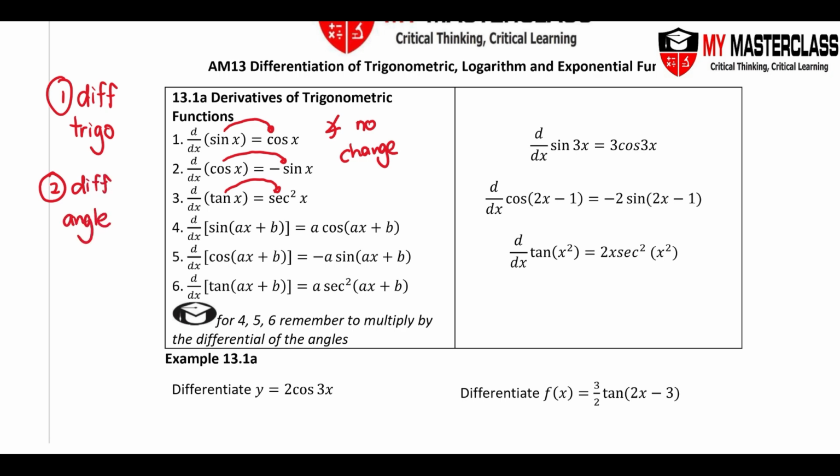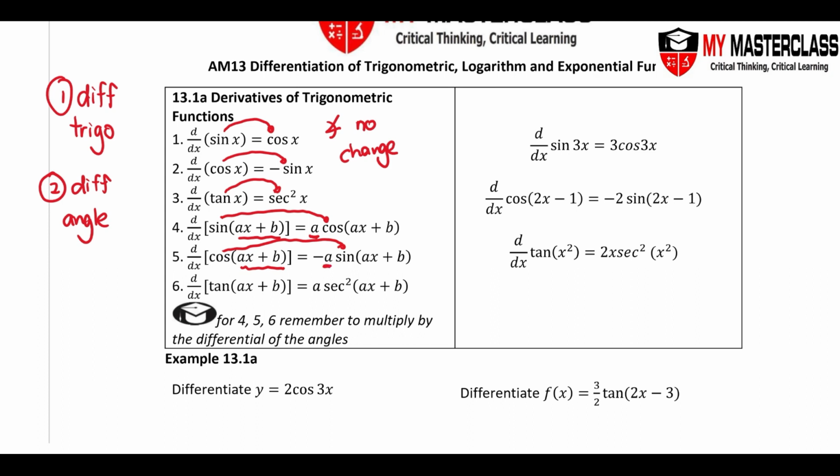Next, after you differentiate the trigo, remember to differentiate the angle. If the angle is not x, then we have to multiply by the differentiated of the angle. So you see, differentiate sine becomes cosine, right? Differentiate ax plus b, there's an a, so that's why we multiply by a in front. Differentiate cosine becomes negative sine, and differentiate the angle ax plus b, there's an a over here.